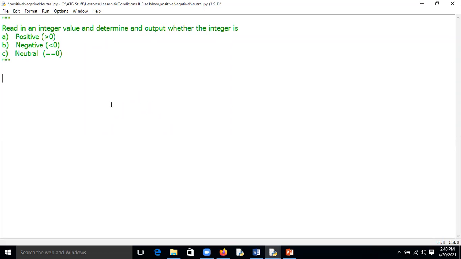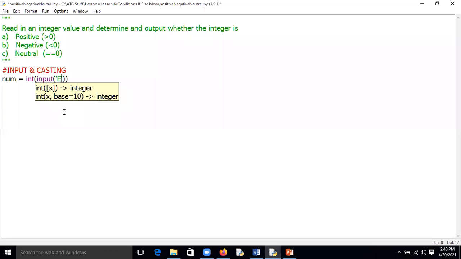And once again, I'm going to have three if statements. So I'm going to go with input and casting. I'm just going to call it num is assigned int input, enter an integer value. So the user is going to enter an integer value as a string. Int will make it a number and store it in num.